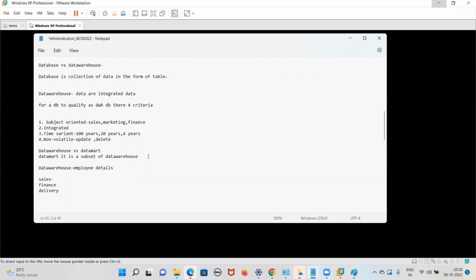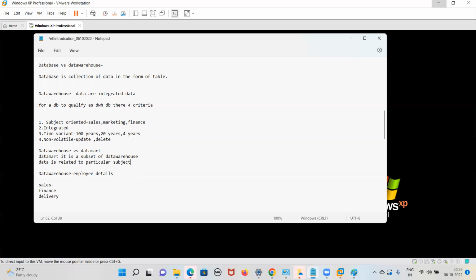Are you able to understand, guys? Tell me yes or no. Guys, please keep responding. Yes, sir. A data mart is related to a particular department. Sir, one question: in a data warehouse also there will be particular subsets like sales, marketing. But all the data is there in the data warehouse, which has sales, finance, delivery.